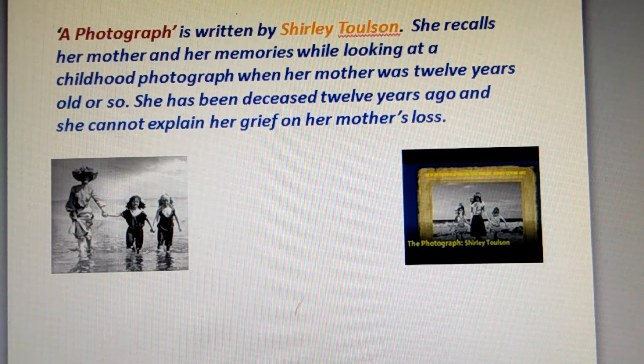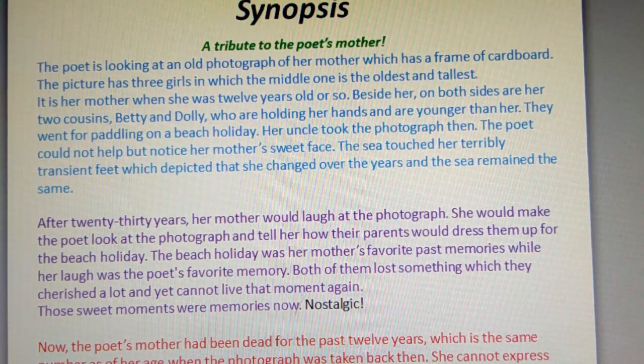A Photograph is written by Shirley Toulson. She recalls her mother and her memories while looking at the child photograph when her mother was 12 years old or so. She has been deceased 12 years ago, and she cannot explain her grief on her mother's loss. You can read the synopsis. It's a tribute to the poet's mother. Nostalgic. I'll give some time for you to read.